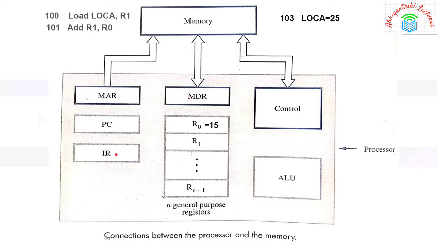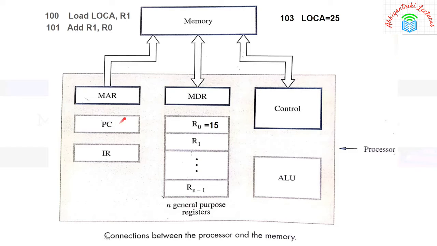Once the load instruction, Load LOCA, R1, is in the instruction register, it is ready to be decoded. While the processor is decoding the first instruction, the PC gets incremented. That is, the PC will be pointing to the next memory location, 101. Now PC is equal to 101.